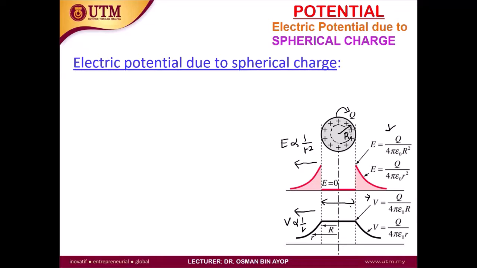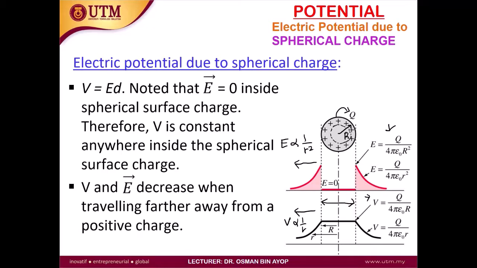We can see from this graph, we have the value of potential inside the hollow sphere, which is equal to Q divided by 4 pi epsilon naught r, which is the same as the potential on the surface of the sphere. Why? This is the explanation.